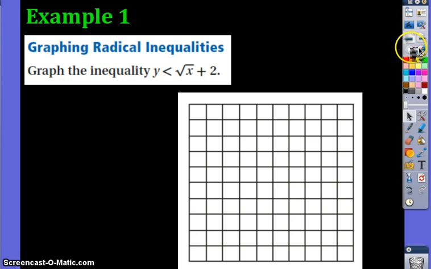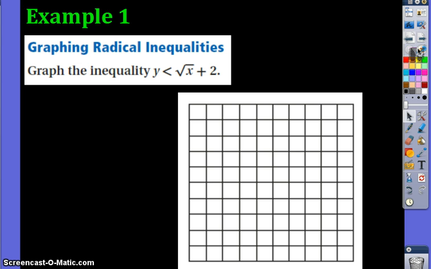So graphing radical inequalities, just again to review, when we have a radical function, that's a function that has a radical in it, so like a square root or a cube root. And just like linear functions, logarithmic functions, exponential functions, quadratic functions, they can have inequalities too: greater than, less than, or equal to, greater than or equal to, and so on. So let's just go ahead and graph this one.